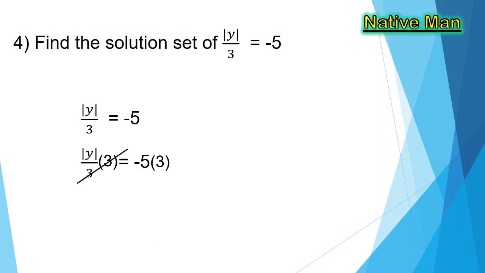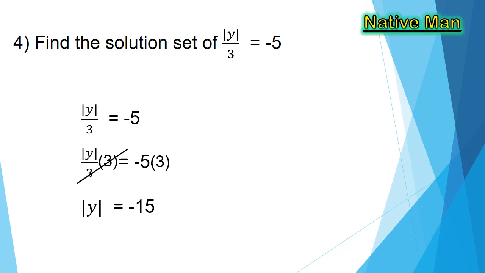So, bakit po multiply ng 3? To cancel 3. Ano po? So, kung kakanselin po natin yung 3, ang maiwan po dun sa left side is absolute value of y. Then, negative 5 times 3 is negative 15. If you notice, sa atin pong absolute value equation, absolute value of y is equal to negative 15. Sinasabi niya na yung absolute value ng y o anumang number ay is equal to negative number.